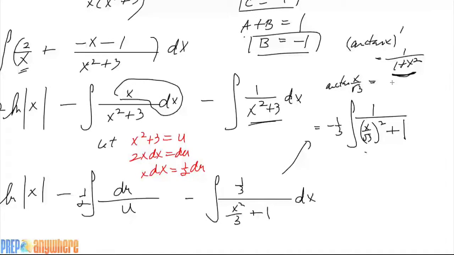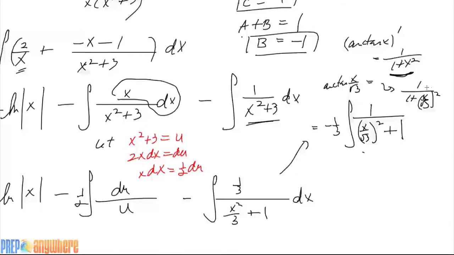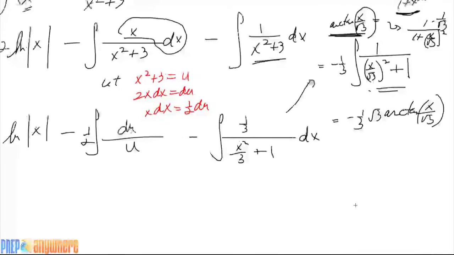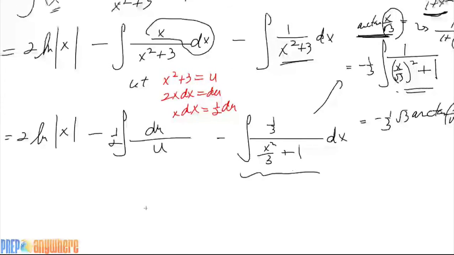Then you get 1 over 1 plus x over root 3 squared, and chain by the derivative of x over root 3, which is 1 over root 3. Okay, so this here must be that times root 3. Okay, so arctan x over root 3 times root 3, like that. Okay, so we just found the derivative of that.